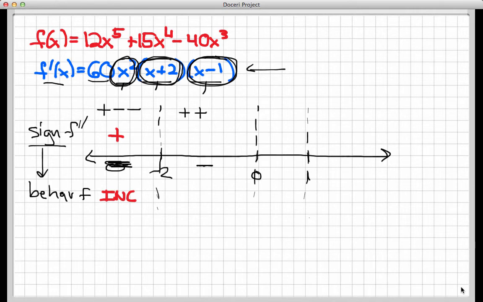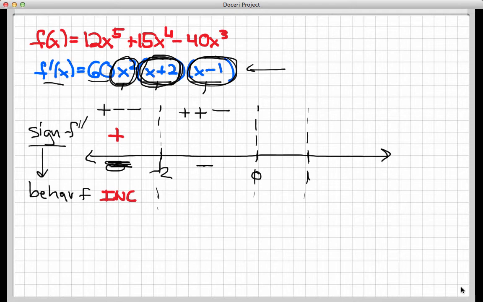For example, if I chose x equals negative 1, then evaluating that in for x inside this factor right there, negative 1 plus 2, that would be a positive number. The third factor here would be negative on this interval. For example, if I chose negative 1 for my x, then negative 1 minus 1, that's a negative value.